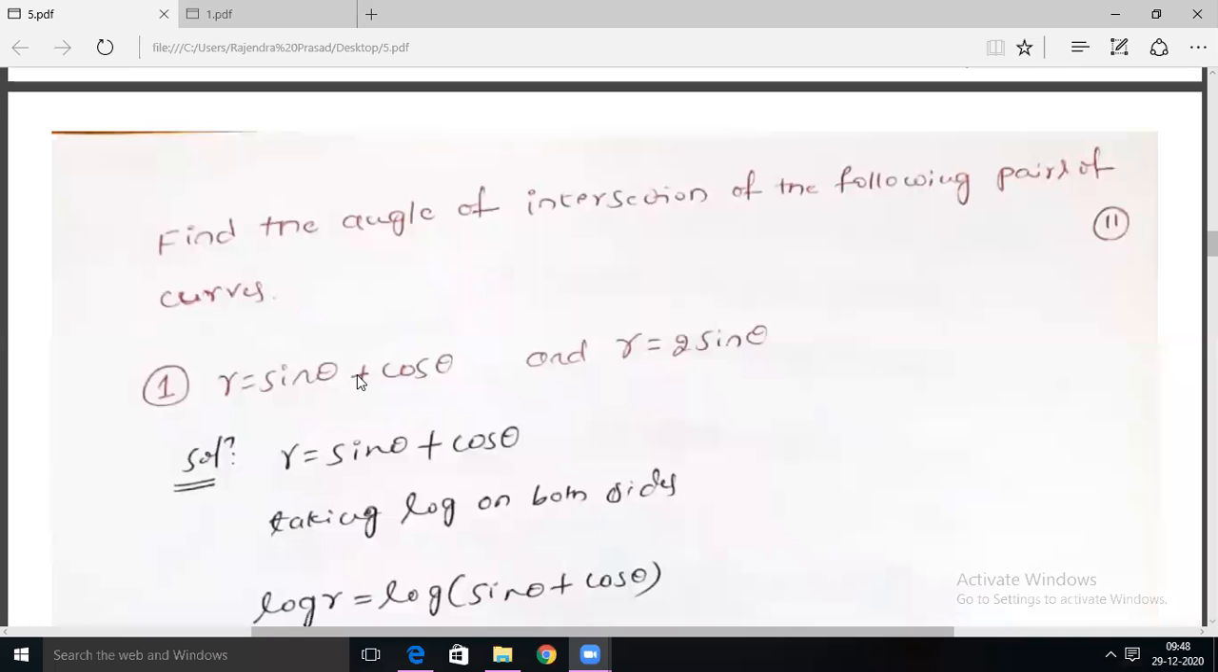Otherwise, if tan phi 1 into tan phi 2 is equal to -1 comes, then we say that the two polar curves intersect orthogonally. But here, in this set of problems, find the angle of intersection of the following pairs of curves.